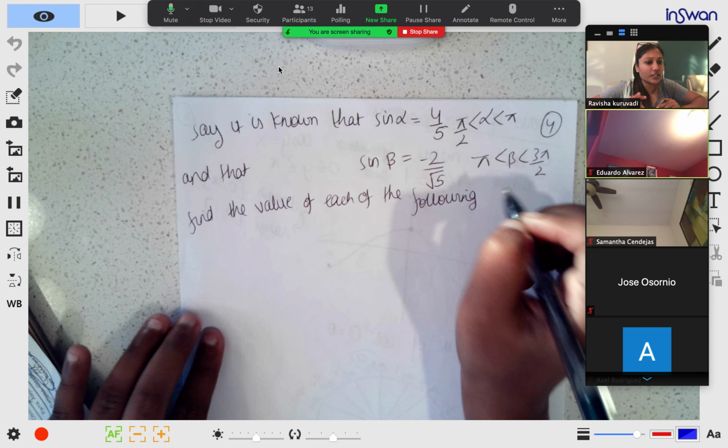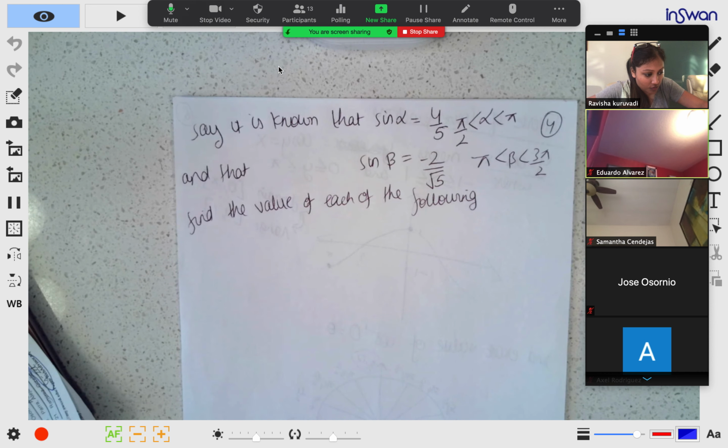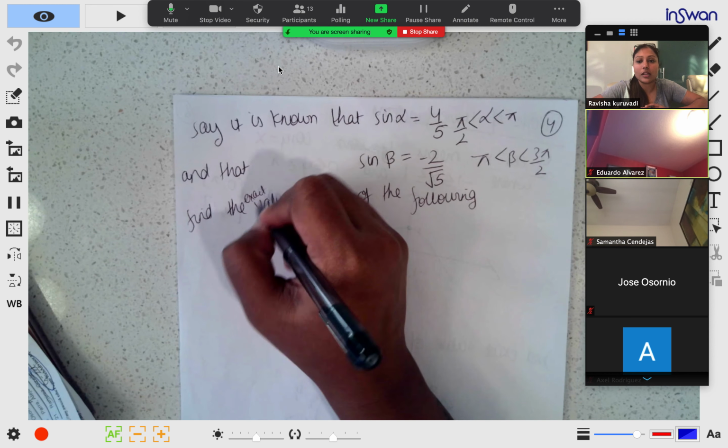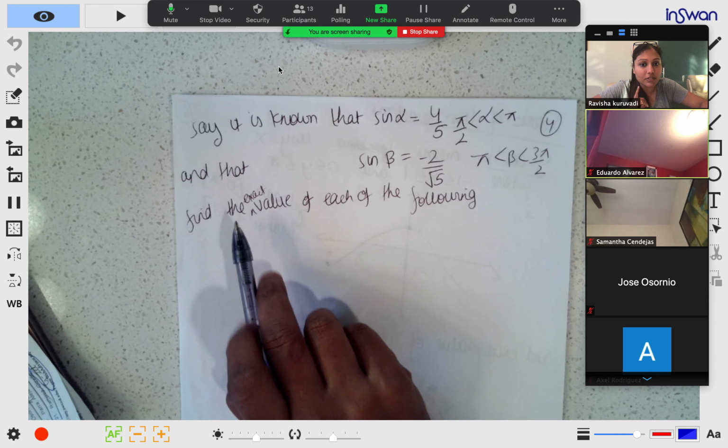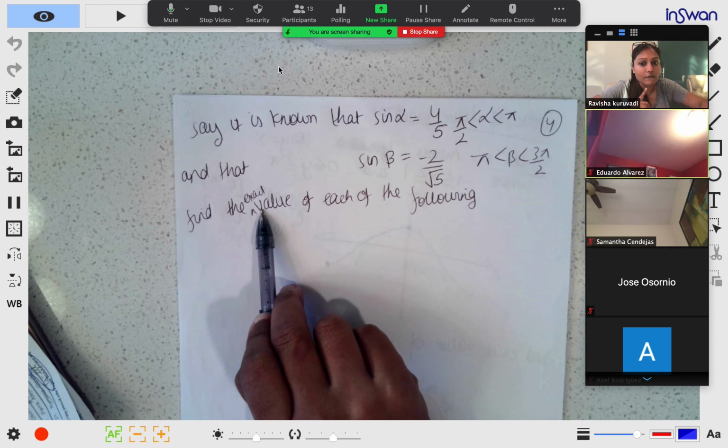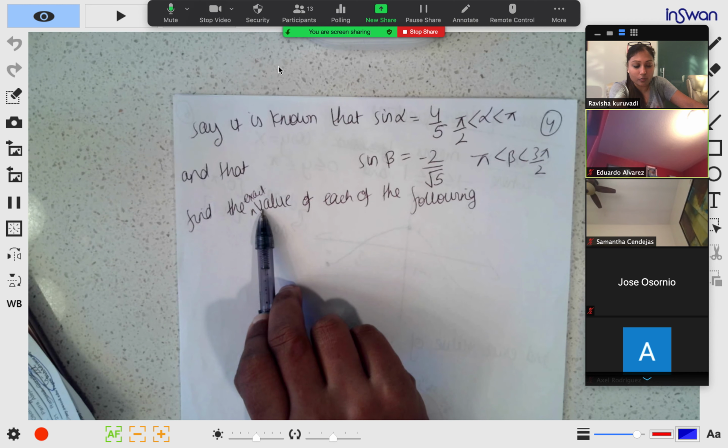Whenever in the question they say exact value, that means you have to use formulas. The formulas we have done before. Whenever they say find the approximate value, that means they're asking you to use a calculator. Note the difference. When they say exact value, you have to use the formulas. When they say approximate values, you have to use the calculator. That's the difference between the questions.